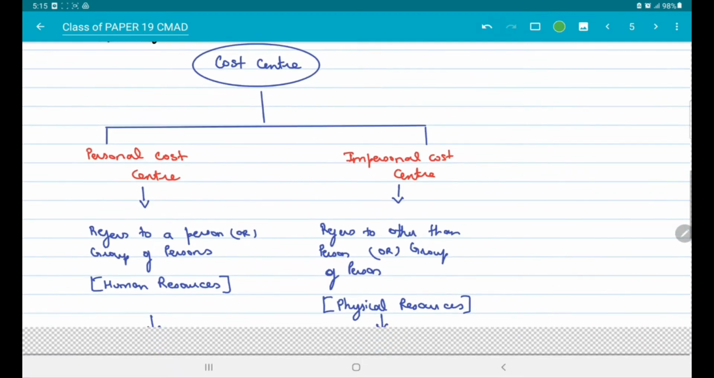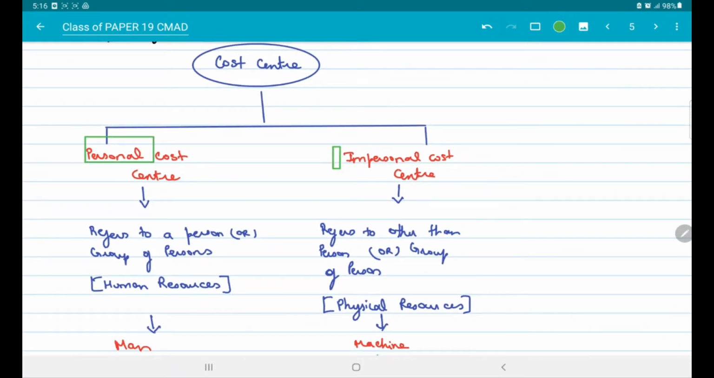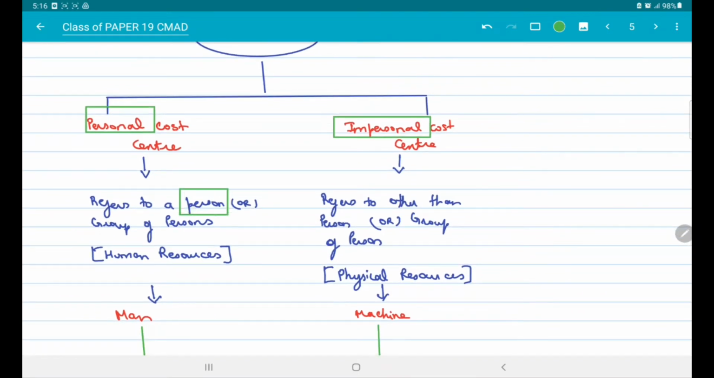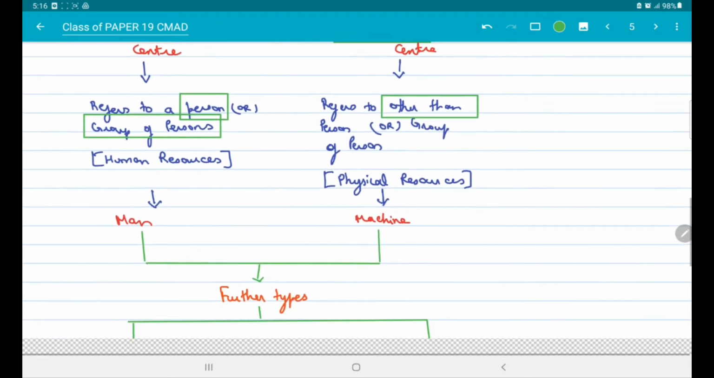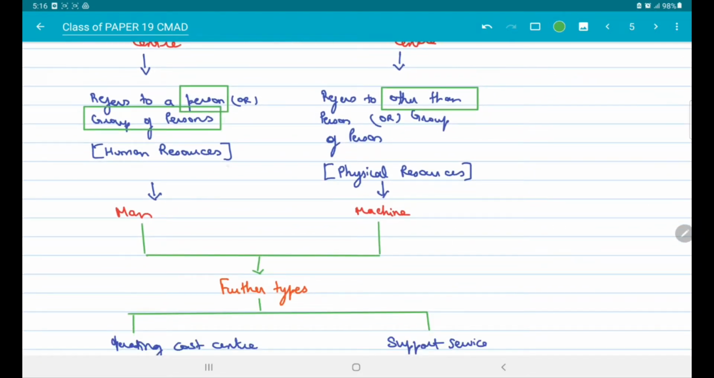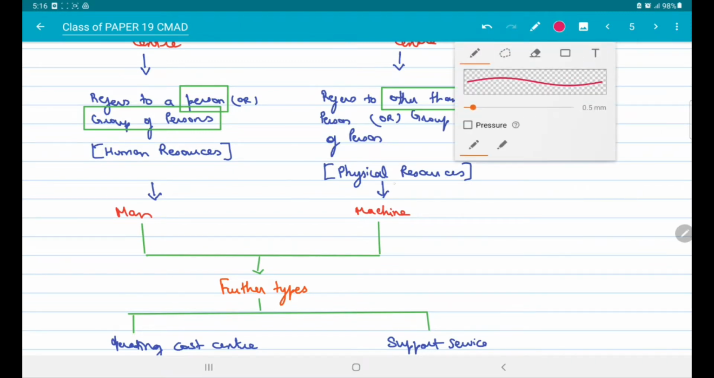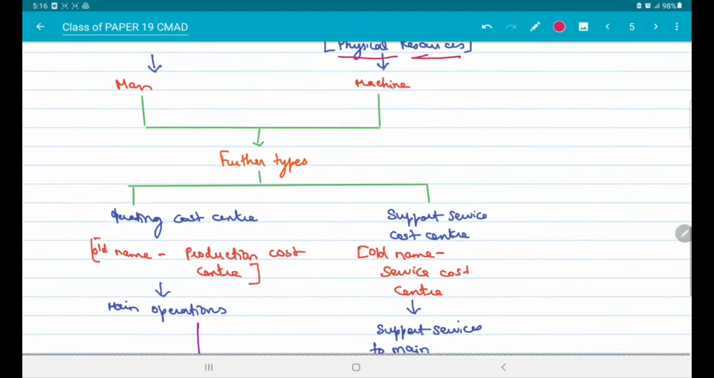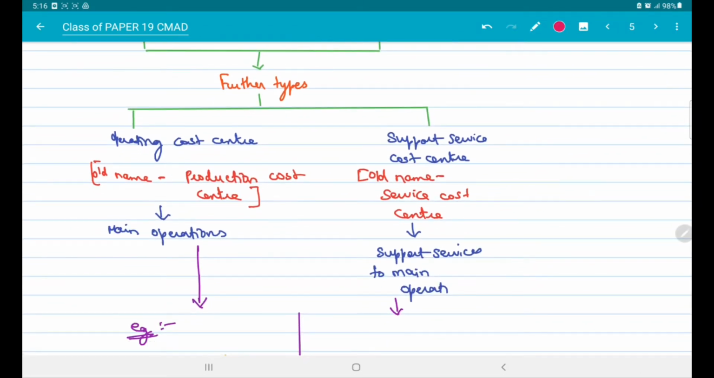First, cost center is divided into two: personal and impersonal cost center. A personal cost center refers to a person or group of persons. An impersonal cost center refers to anything other than a person or group of persons. That is, a person or group of persons means human resources, and other than a person or group of persons means physical resources. So here, man and machine.